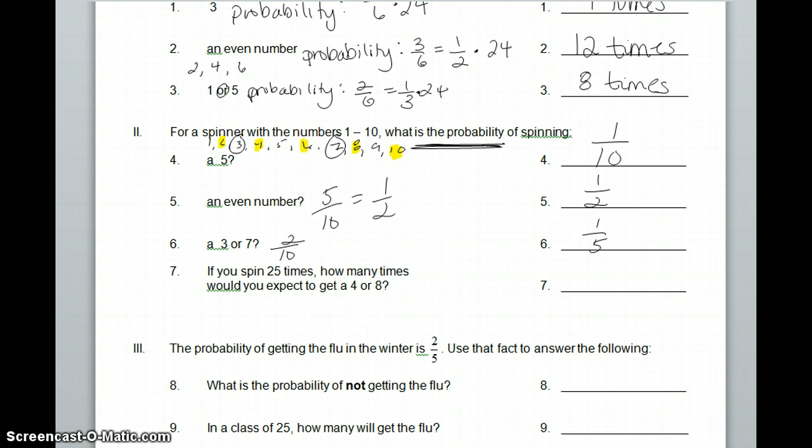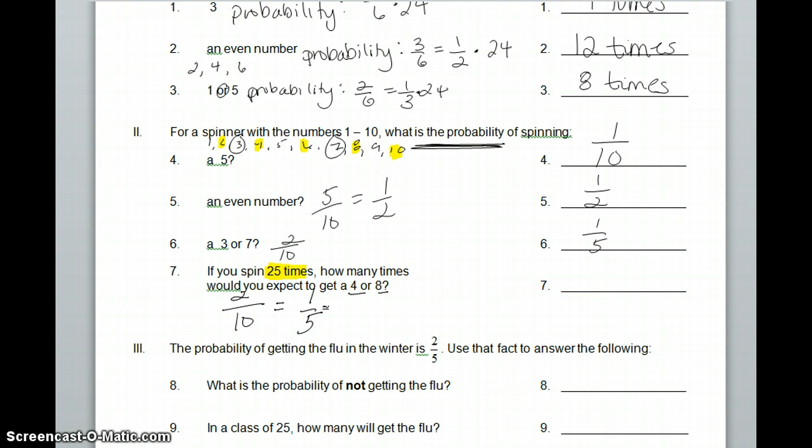Now notice this time they did expect you in number 7 to do expected value. This is 25 times. So the first thing you need to do is find the probability. Okay, so we have a total of 10 outcomes, and we want a 4 and 8. So I'm going to ask you this: what is the total number of successes that you can have? Hopefully you said 2. You reduce that, you get 1/5.